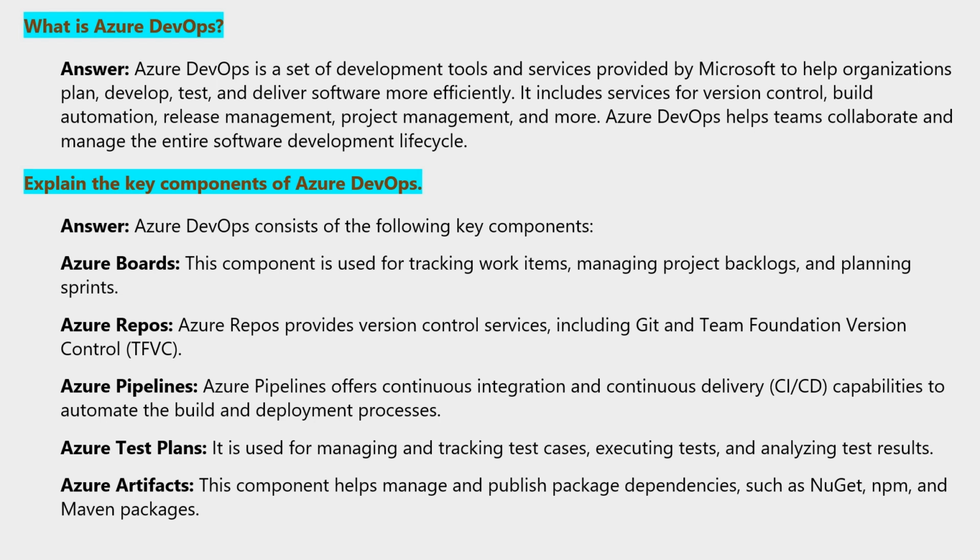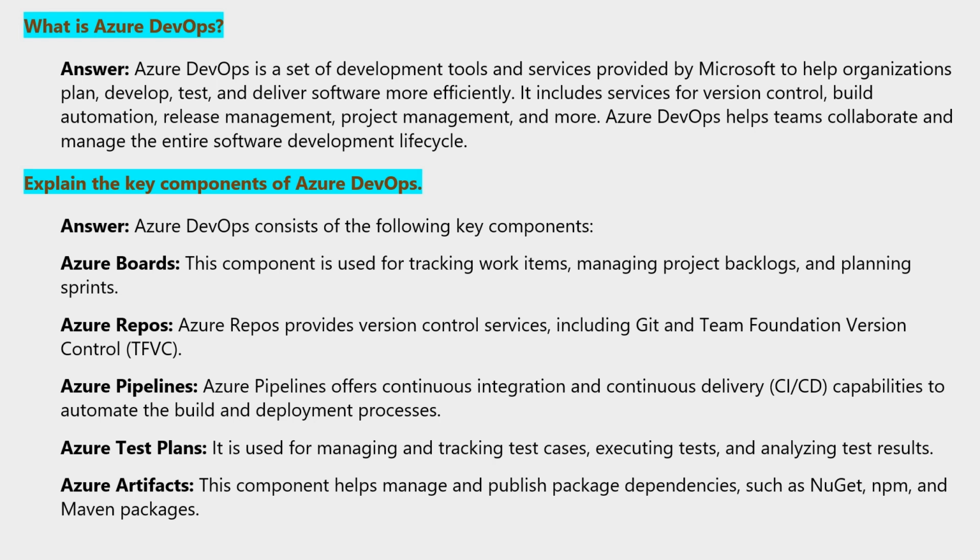Explain the key components of Azure DevOps. Answer: Azure DevOps consists of the following key components. Azure Boards. This component is used for tracking work items, managing project backlogs, and planning sprints. Azure Repos. Azure Repos provides version control services, including Git and Team Foundation Version Control (TFVC).